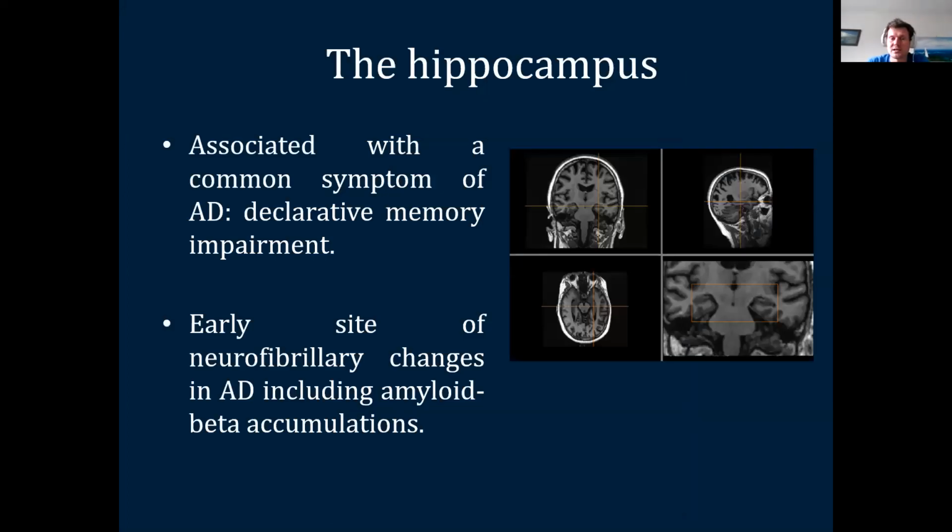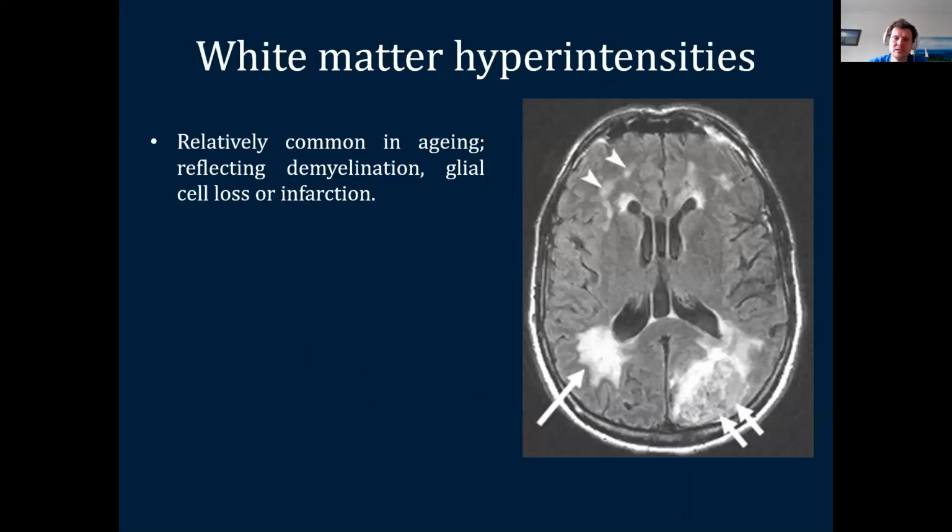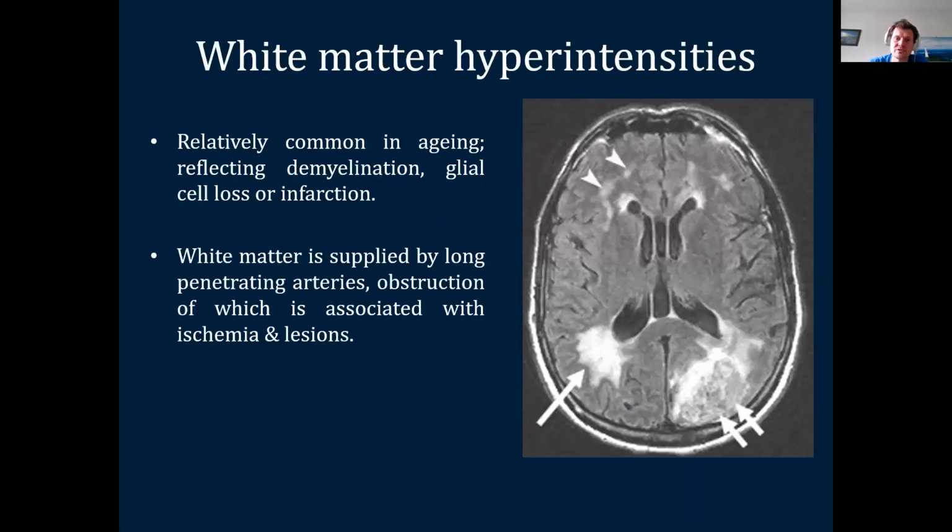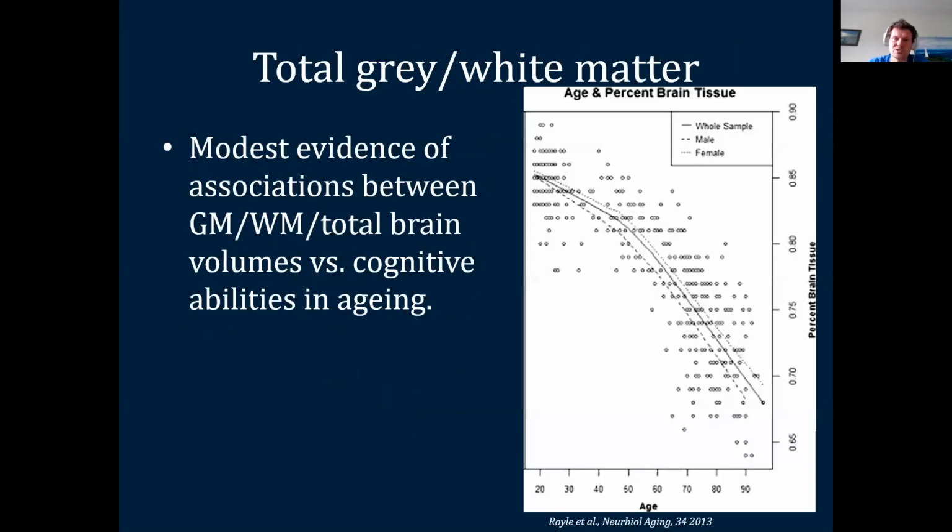The hippocampus, famously shaped like a little seahorse, is associated with a common symptom of Alzheimer's disease, namely declarative memory impairment. And it's an early site of the neuropathological changes that you get in Alzheimer's disease, including amyloid beta accumulations. White matter hyperintensities or lesions are relatively common in aging and reflect demyelination and are a nice marker of cerebrovascular type health. And total grey and white matter, again nicely shown in the Lothian Birth Cohort, is a phenotype which really ages in tandem with cognitive ability as you get older.